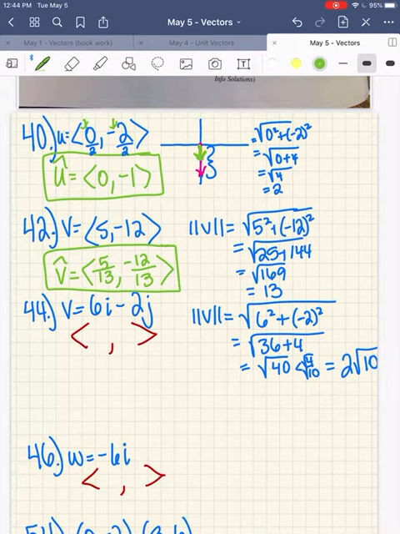Okay, so with 42, we're going to take our original 5 and negative 12. Notice I just have them right here in the numerator. So you're really just going to keep it like that. And then you divide by the magnitude. So I found my magnitude over here and then I scaled it back.